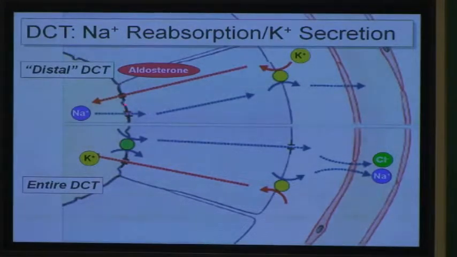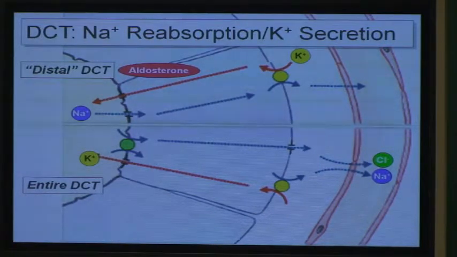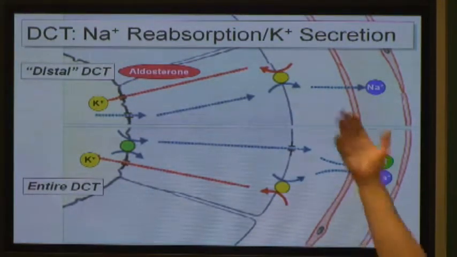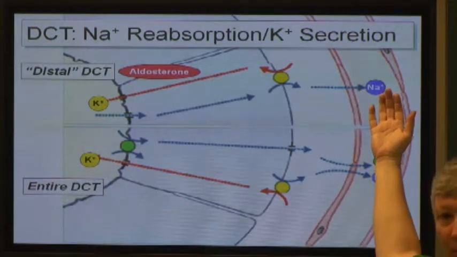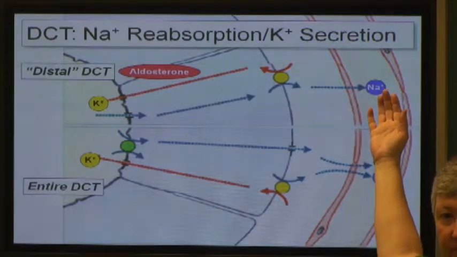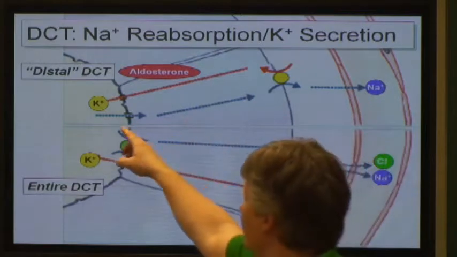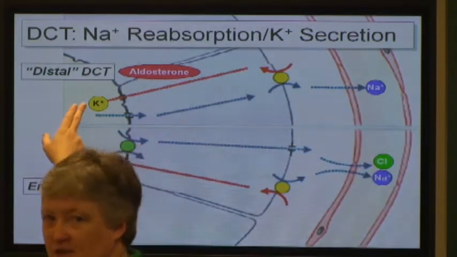The last part of it, though, if aldosterone is present, it does this in addition to this. Sodium is directly swapped for potassium. So, in the presence of aldosterone, you have an increased rate of sodium reabsorption over the baseline rate. And then you have an increased secretion or excretion of potassium.